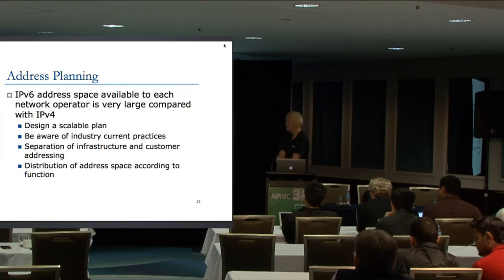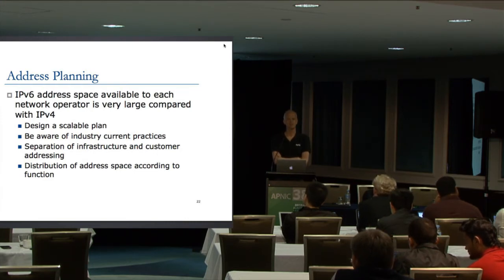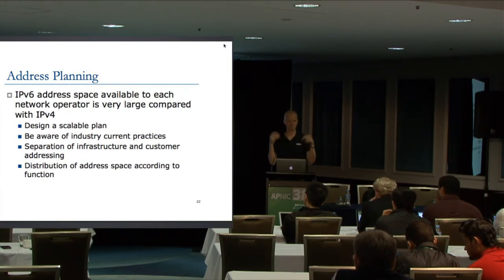But certainly current practices include separation of infrastructure and customer addressing. With v4, we're living in a tiny little box. So the addressing was, oh, I've got some spare addresses. Okay, I'll use it for this router loopback. Oh, some more, oh, I'll use it for this customer.